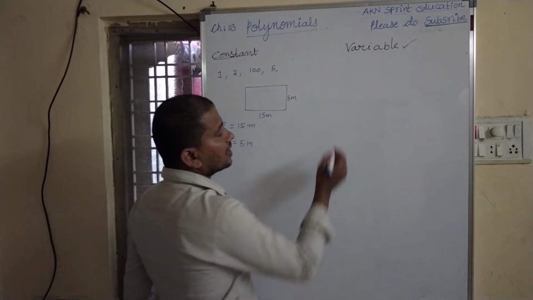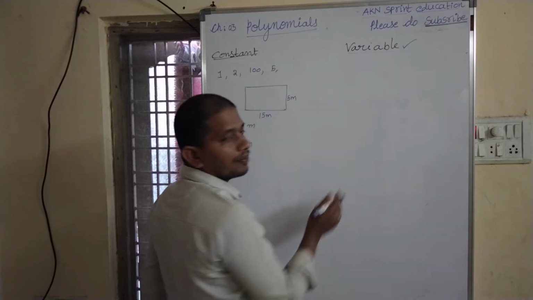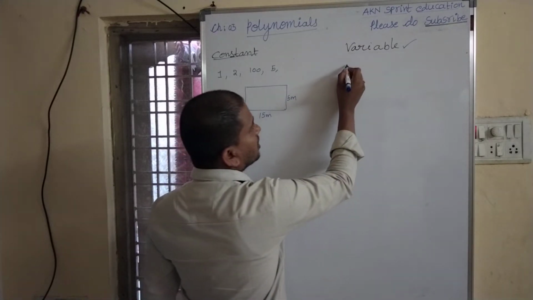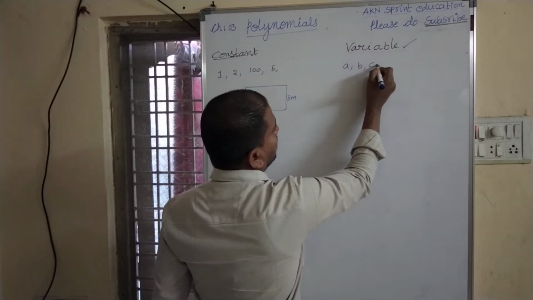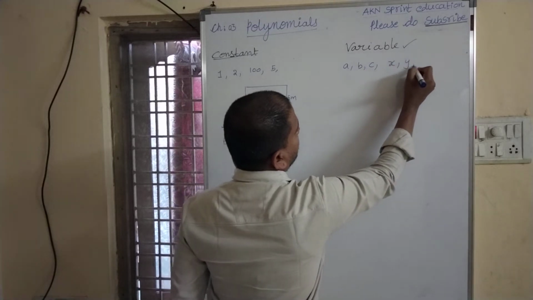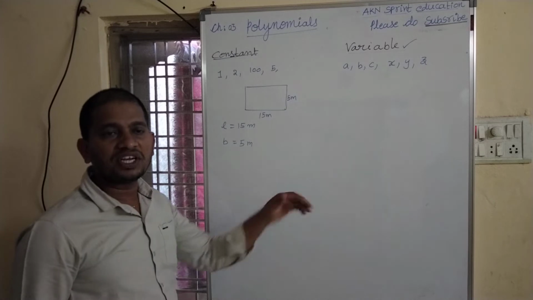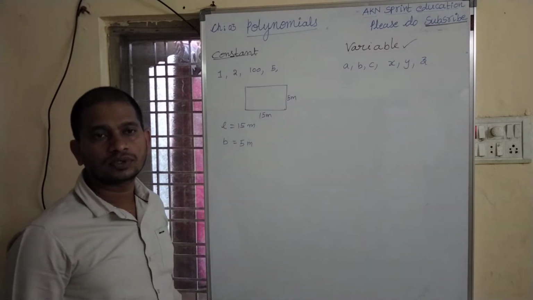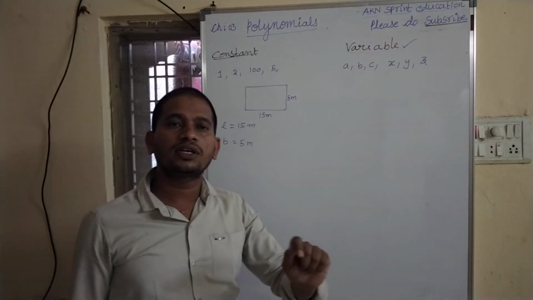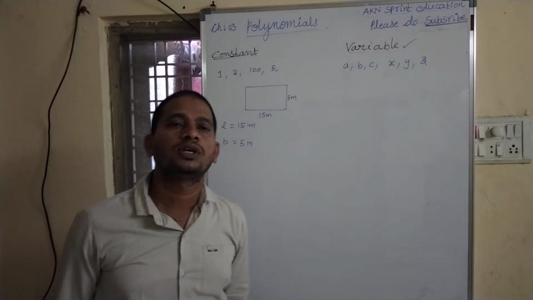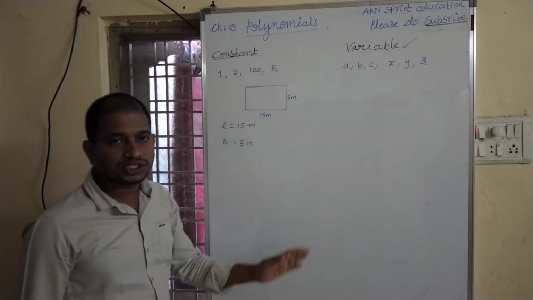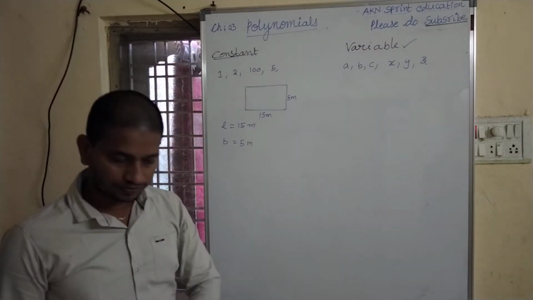So generally variables are represented by English alphabet letters A, B, C, or X, Y, Z, and so on. It takes different values. Its value is not fixed. It continuously takes different values. So that is the difference between constant and variable.